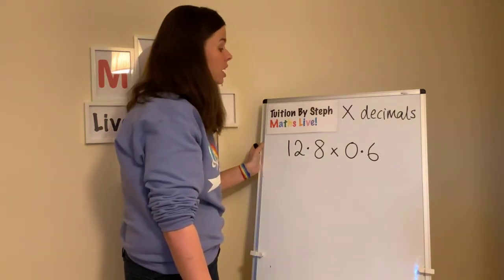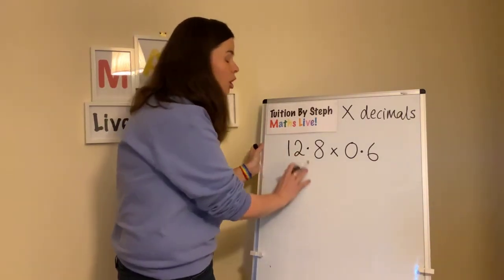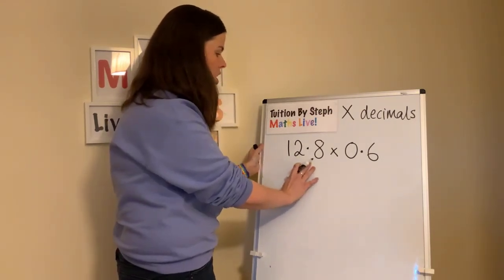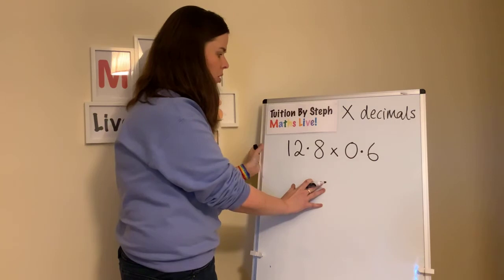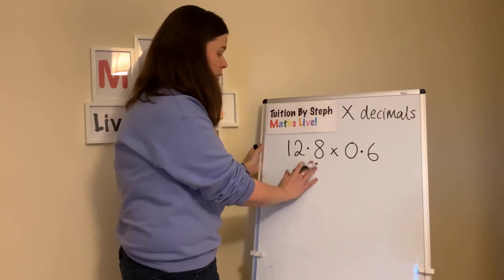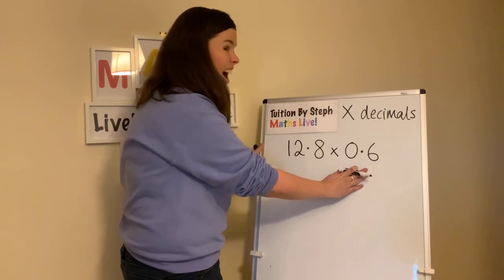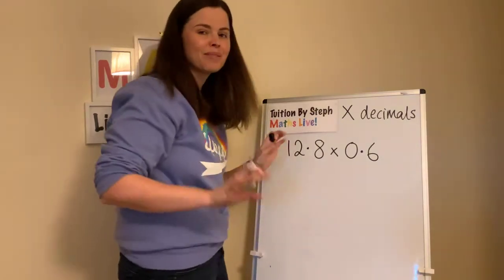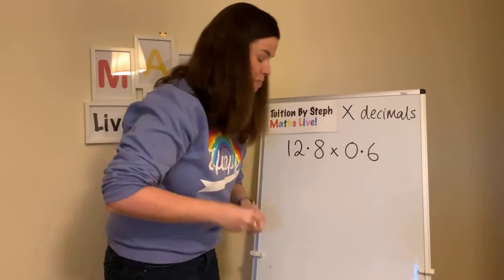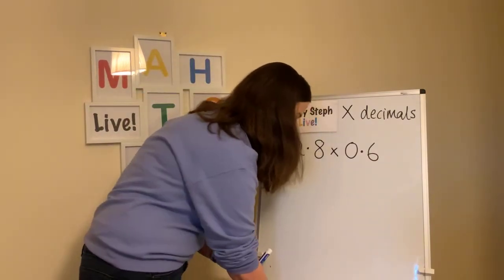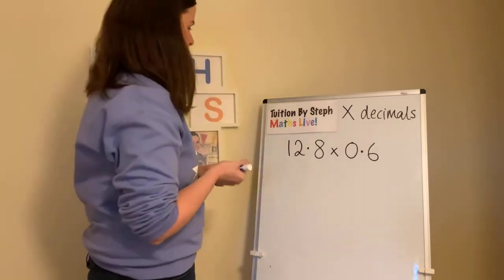And you might be thinking, how do I set that out? How do I put that underneath in my column method? I'm multiplying a decimal by another decimal. Fear not, because you don't have to. Because this is the neat little trick.